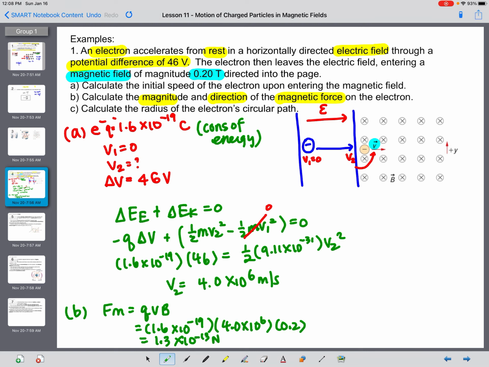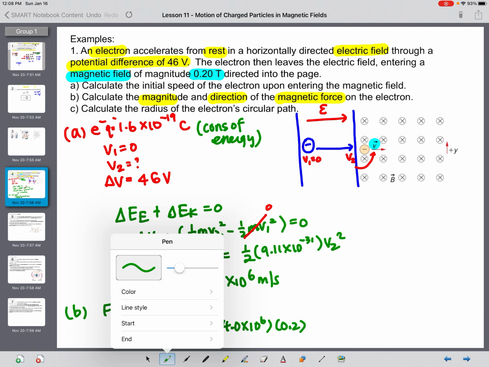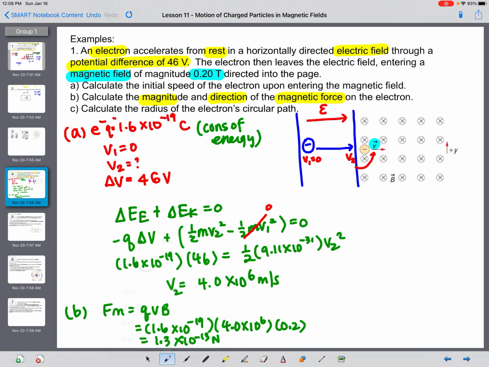Now the direction. If you need to pause the video, you could. I need you to figure this out. Try to do it on your own before you check the answers. I'm going to explain. Okay, a couple of pointers. This is an electron. When it's electrons, I use my left hand rule. So use your left hand. My thumb is pointing to the right-hand side. I'm going to assume that your piece of paper is flat on the table. Your thumb is where the electron is going, which is towards the right.